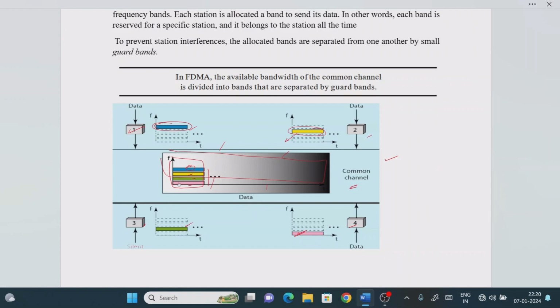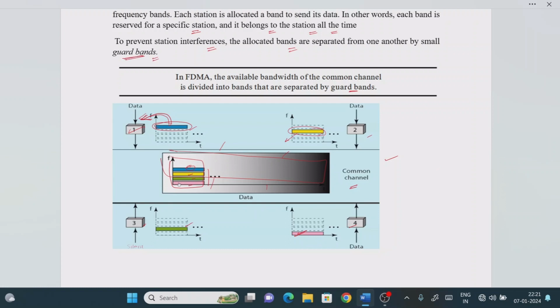Now if you observe here, we have something called the guard band operation. What is the meaning of the guard band operation? If you read this, each band is reserved for a specific station and belongs to that station all the time. It means that one particular sub band is assigned to a particular station, and whether he is using it or not, it belongs to him only. Now, to prevent station interference, the allotted bands are separated from one another by small guard bands.